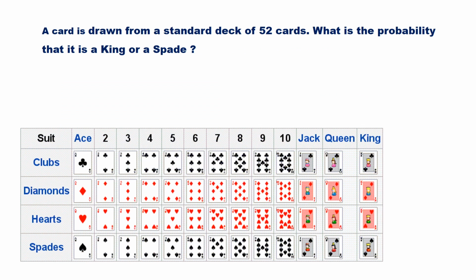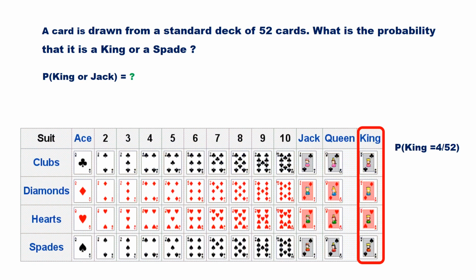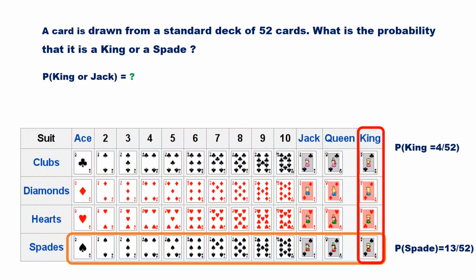Let us take another example. What is the probability of drawing a card that is either a king or a spade? Let us start with the first part. What is the probability of drawing a king? There are 4 kings in the deck of cards. Hence, the probability of drawing a king is 4 by 52. Now, what is the probability of drawing a spade? There are 13 spades, hence the probability of drawing a spade is 13 by 52.